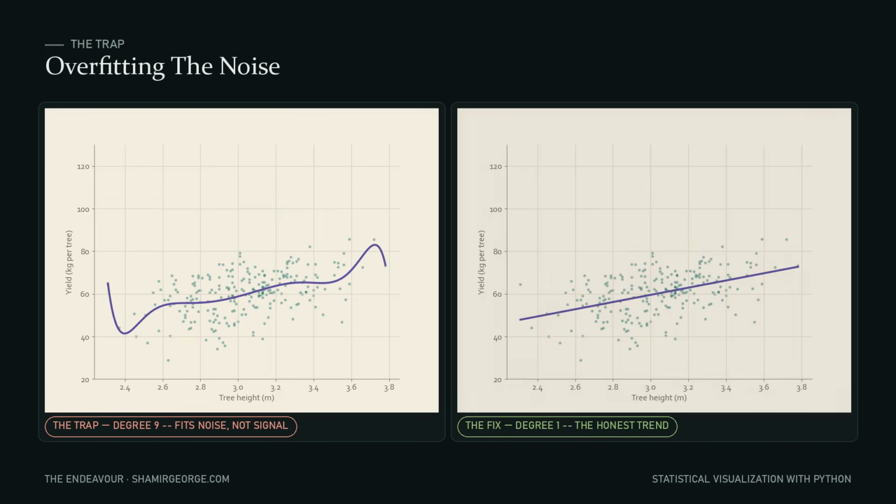It memorized noise, not the trend. Degree 1 stays inside the real range and, well, tells the truth.